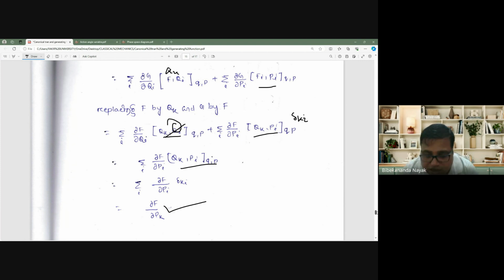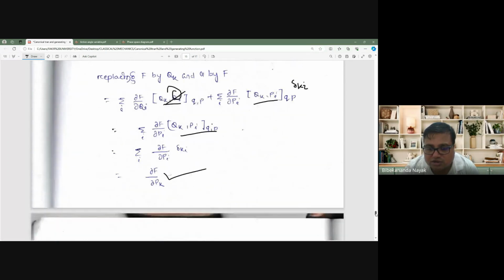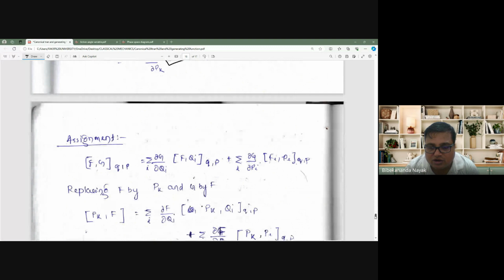Clear? This is important. So the transformation is canonical only if you substitute and get this. Similarly, you can find the other variable.